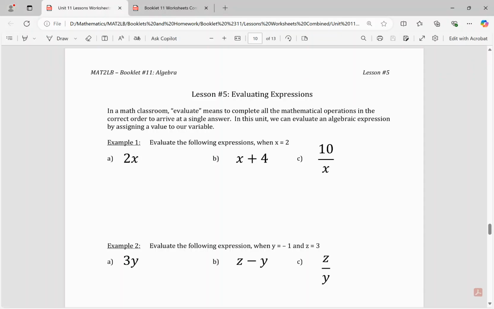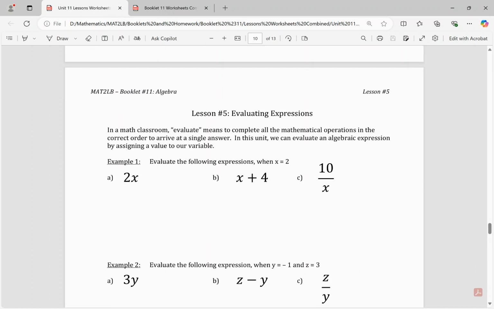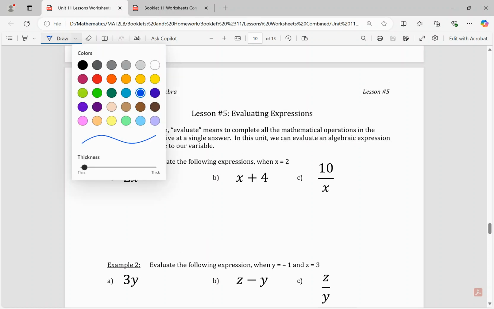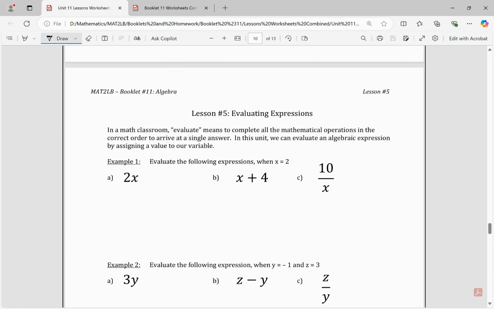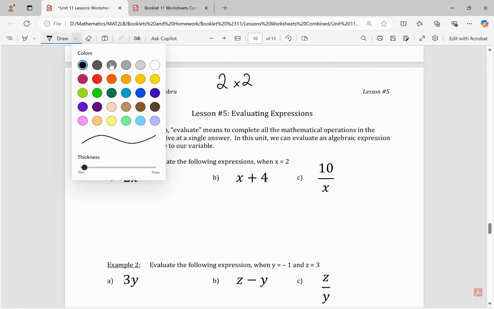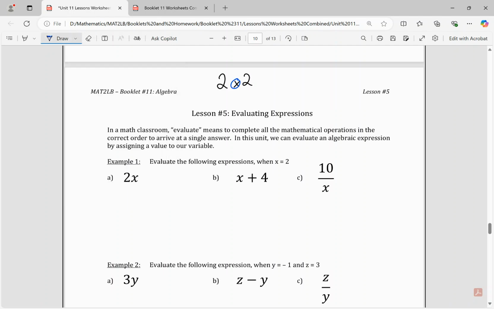All right, everyone. In this lesson, we will be completing Lesson 5 in Booklet 11. That is evaluating expressions. So, a couple of notes before we begin this lesson. The first of which is please remember the changes that we made when talking about multiplication. If I want to type something like 2 times 2, I'm no longer going to use an x to represent multiplication, right? The reason for that is because we don't want the x to be confused with the variable, right?